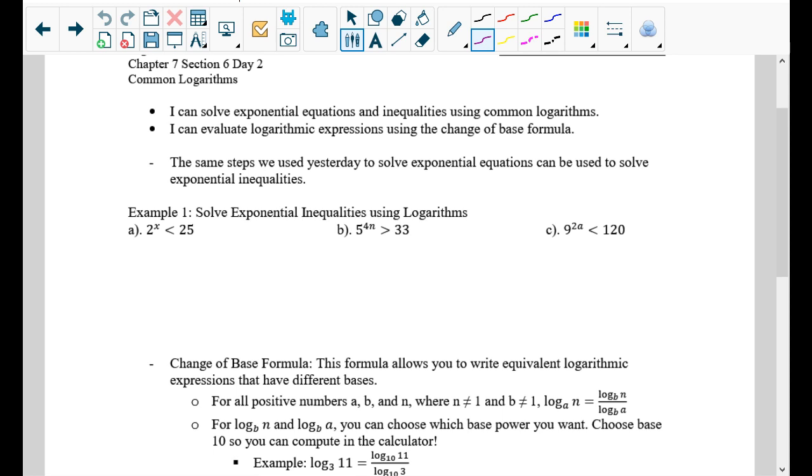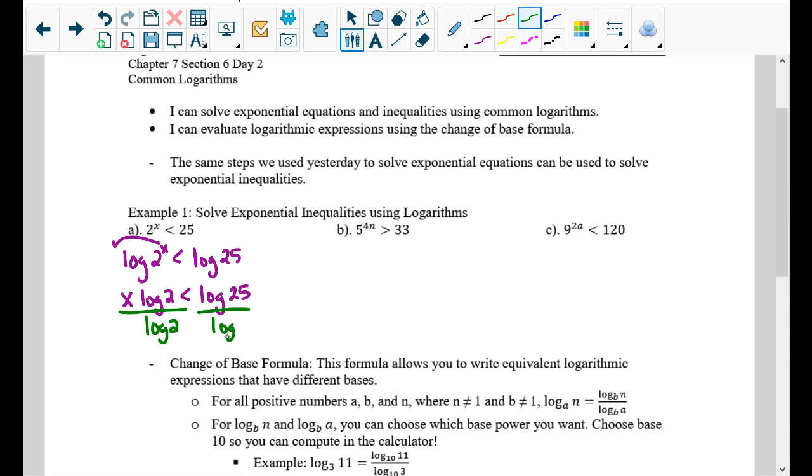So in example A here, I have log 2 to the x power less than log 25. Again, we're using that common log 10. Again, the exponent can move to the front, so x log 2 less than log 25. And to solve, we're going to divide both sides by log of 2. So x then is less than, we'll plug that in our calculator, 4.644.